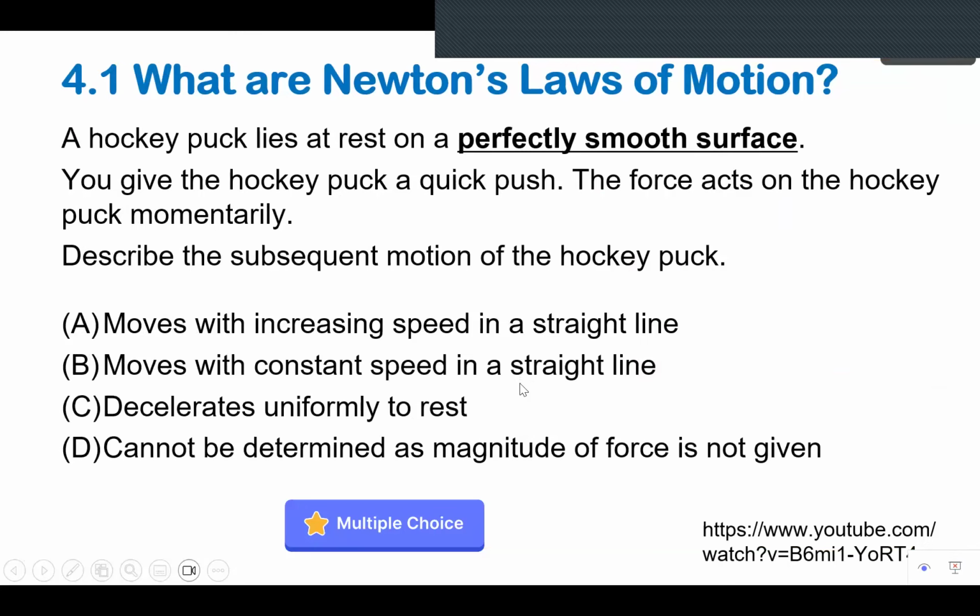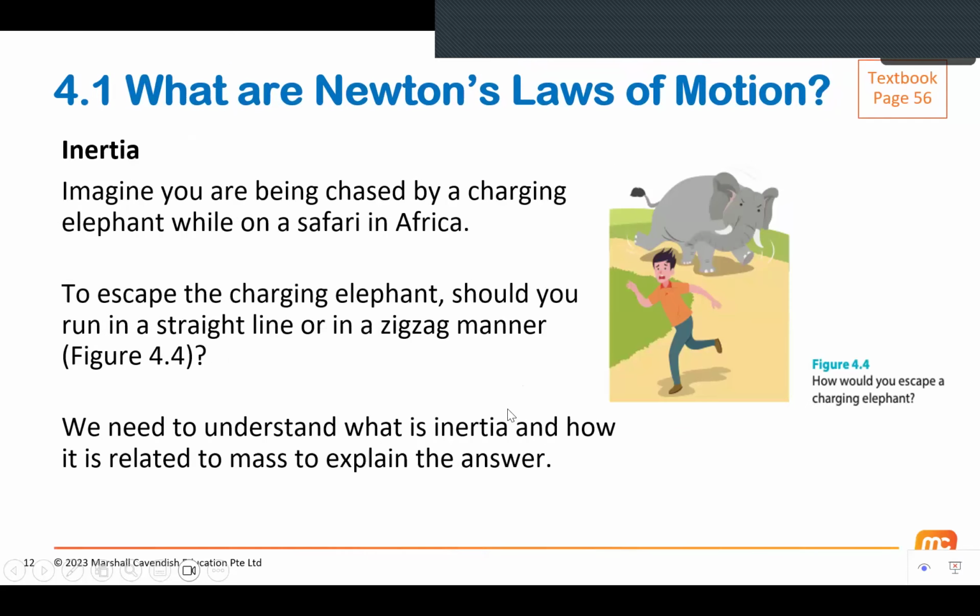Okay, because there is no net force acting on this hockey puck along its motion. There's no friction, there's no pushing force, and it's already moving. So it will continue to move at a constant speed. Okay, next. So we come back to Newton's first law again.